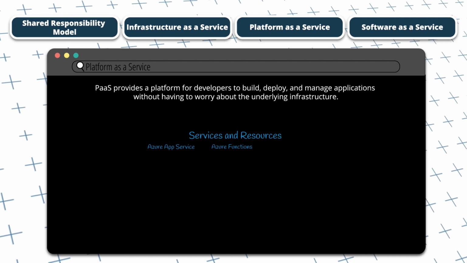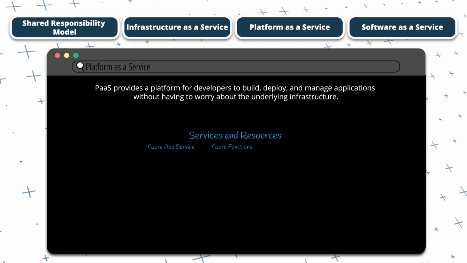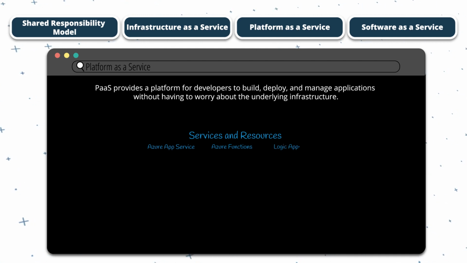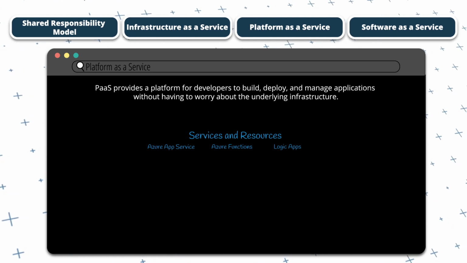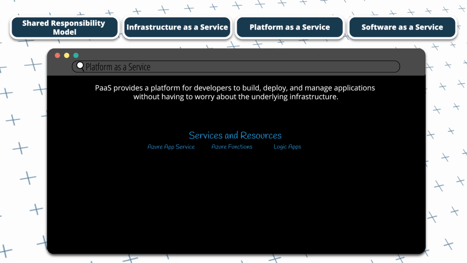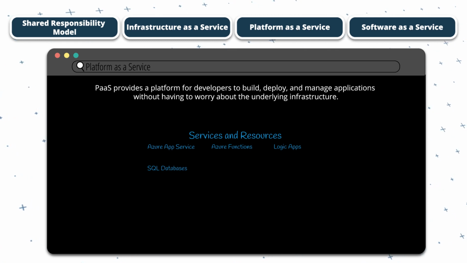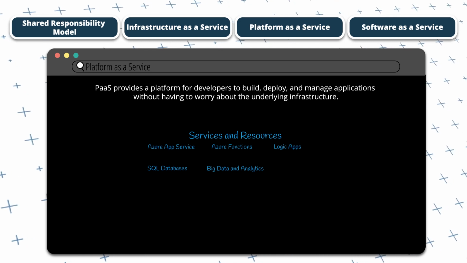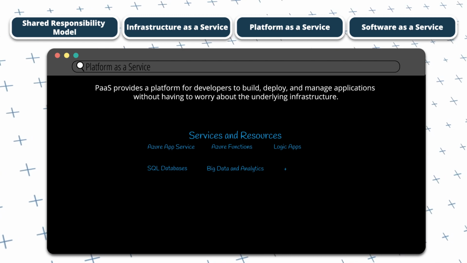Azure Functions, which is a serverless computing service that allows developers to build and deploy event-driven, scalable, and cost-effective applications. Azure Logic Apps, which is a workflow automation platform that developers use to build and deploy workflows that integrate with a variety of services and applications. You also have a variety of SQL databases and then big data and analytics resources too, such as HDInsight, Databricks, Synapse, Azure Data Factory, and the list goes on.